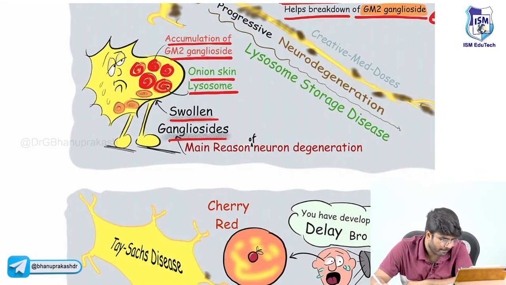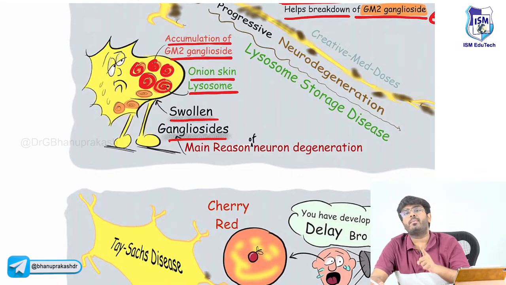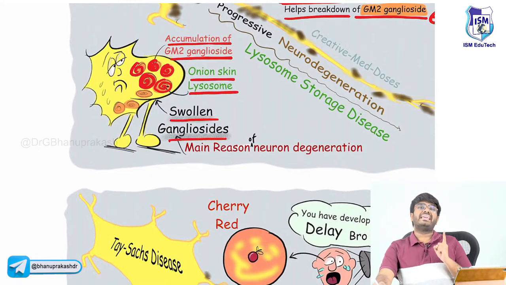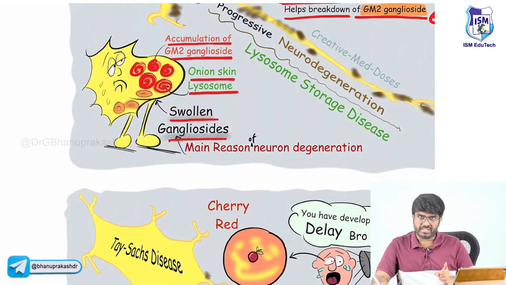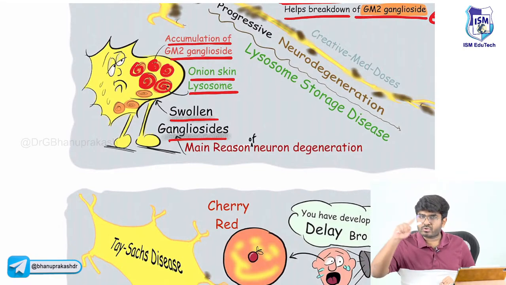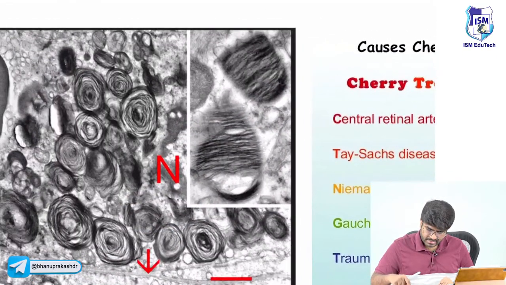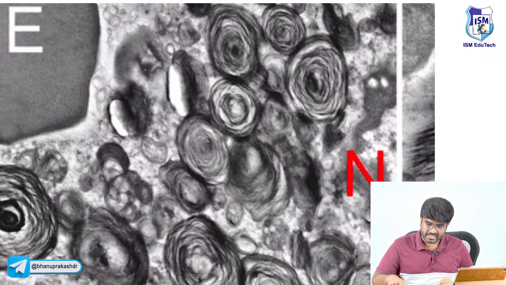Guys, do you understand? Accumulation of GM2, that's a very important MCQ. If I am the examiner, I will ask: in which of the following lysosomal storage disorders will GM2 gangliosides accumulate inside the lysosomes? It is Tay Sachs, hexosaminidase A deficiency. Because of the accumulation of GM2 gangliosides in the lysosomes, you are going to see an onion skinning appearance inside the lysosomes.